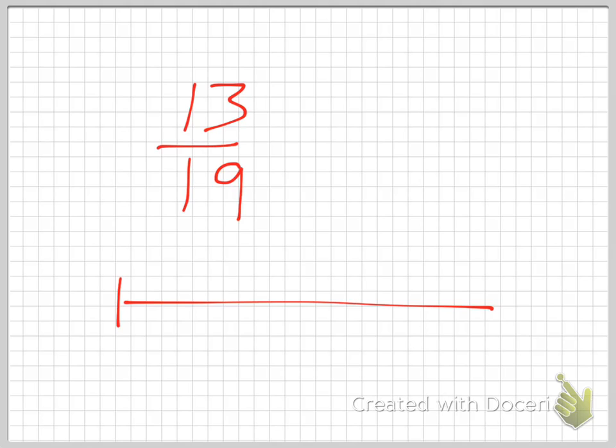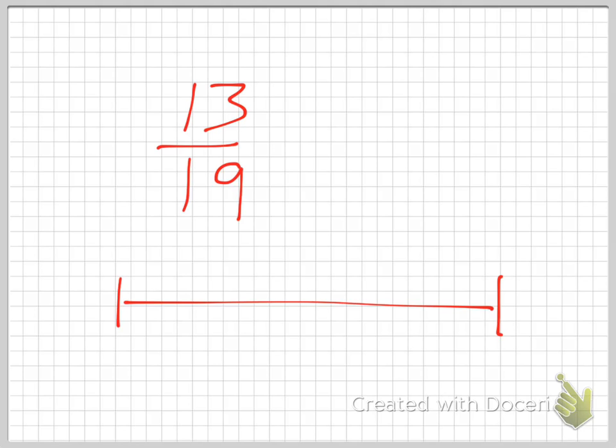When I look at 13/19ths, you look at the denominator, which is the bottom number, and you decide there's 19. If I was to break this thing up into 19 pieces, where is approximately half of this? If there was 19 pieces, what would approximately be half of 19?